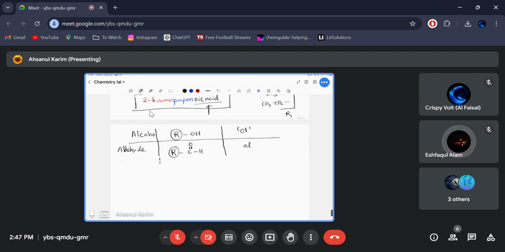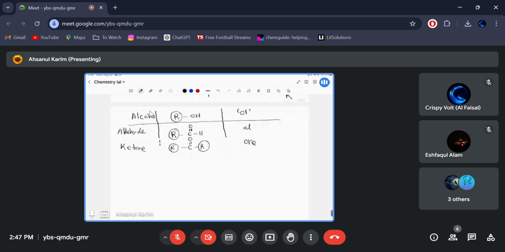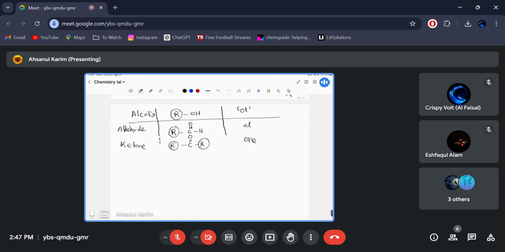No issues. Now I have ketone. What is ketone? Ketone is the same as aldehyde, but instead of hydrogen, it will have another alkyl group. And the secondary suffix is ONE. So whenever you have a ketone group, you should add ONE to the name. Then you have ether.